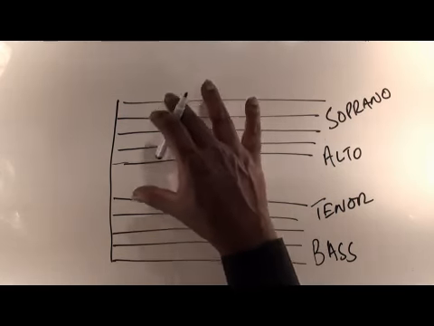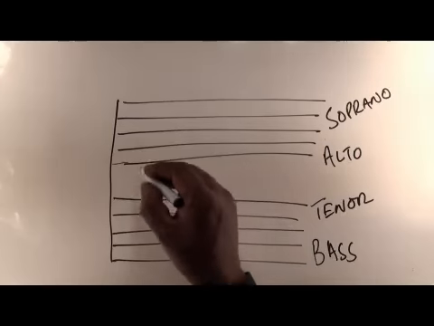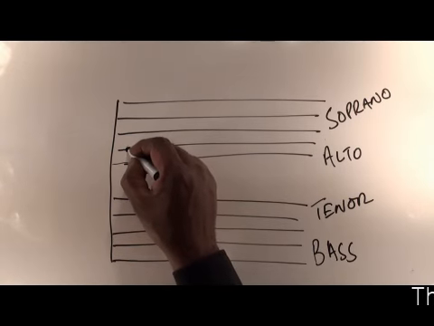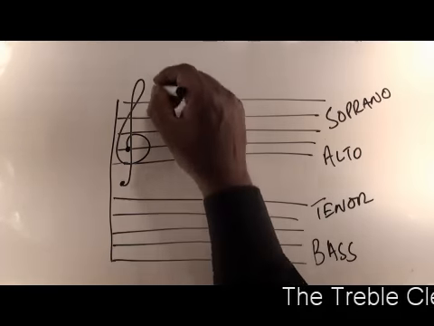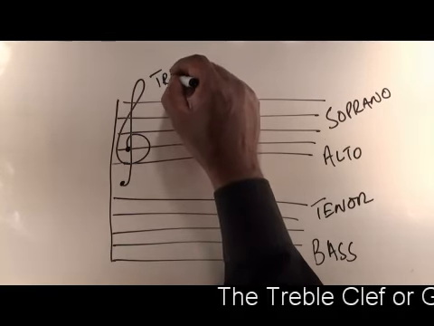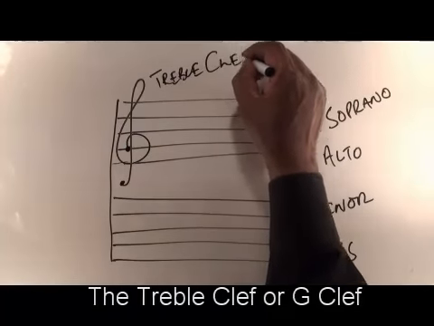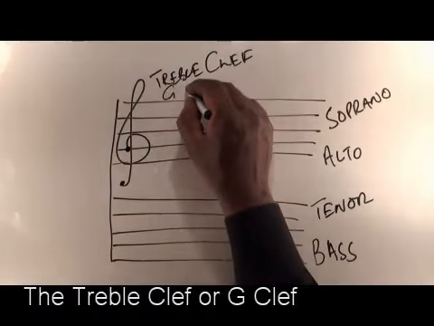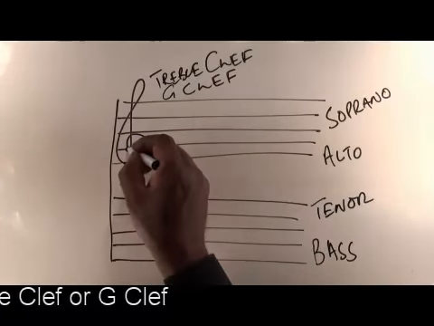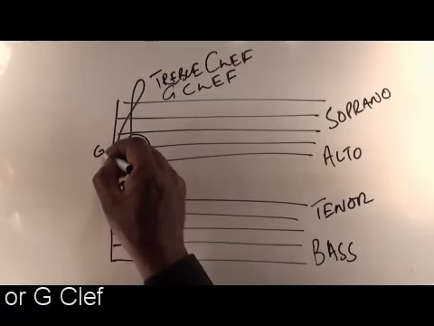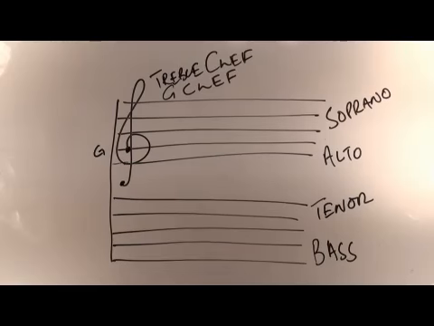So in order to represent notes that are suitable for alto and soprano, we use what we call the treble clef. The treble clef, also known as the G clef, and that happens to be G. That point, the second line, is called G.